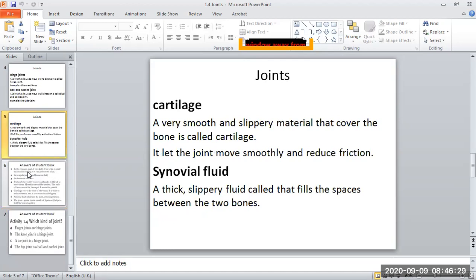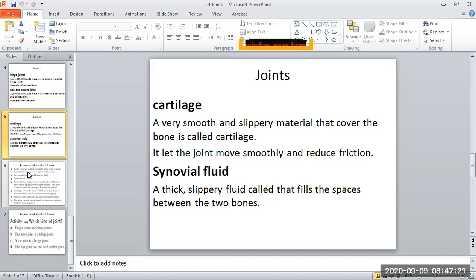Then here, cartilage. What is cartilage? You know, when two things move together, then some friction force is produced between them. So when two bodies move, there should be a small liquid, a lubricant, that reduces the friction and lets them move freely. Now here, what is cartilage? It is a very smooth and slippery material that covers the bone, called cartilage. It lets the joint move smoothly and reduces friction.